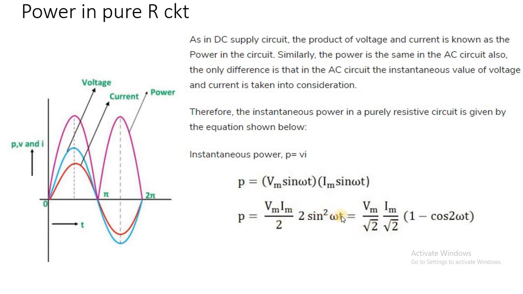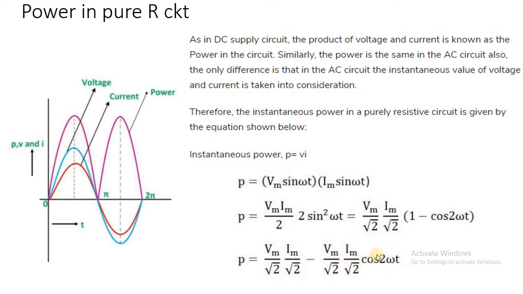And this 2 sin square omega t we are writing in the trigonometric form 1 minus cos 2 omega t. So when I open the bracket, I get the instantaneous power p equal to Vm by root 2 into Im by root 2 minus Vm by root 2 into Im by root 2 into cos of 2 omega t. Now the first term is Vm by root 2 and Im by root 2, so p is equal to the product of Vrms into Irms, minus Vrms into Irms cos of 2 omega t.